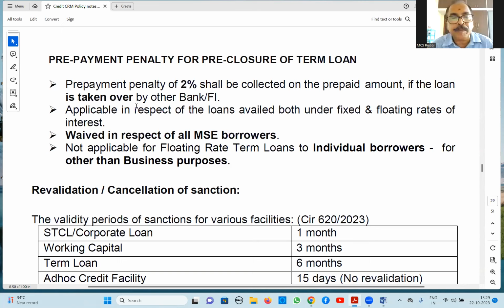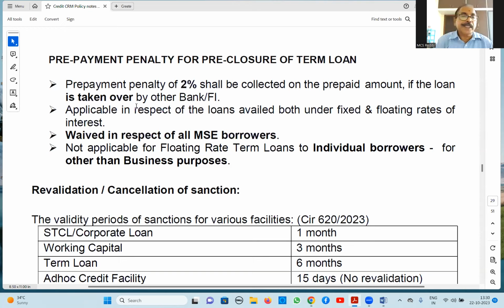If the party says, sir, I have money, I am paying out of my own, then you cannot charge the 2% penalty. If they repay with their own money, no prepayment penalty. If taken over by another bank, then 2% penalty. But this prepayment penalty is exempted for all housing loans, number 1. Number 2, all MSMEs are also exempted, no prepayment penalty for MSME loans. And third, for loans given to individuals other than for business purpose, no prepayment penalty.